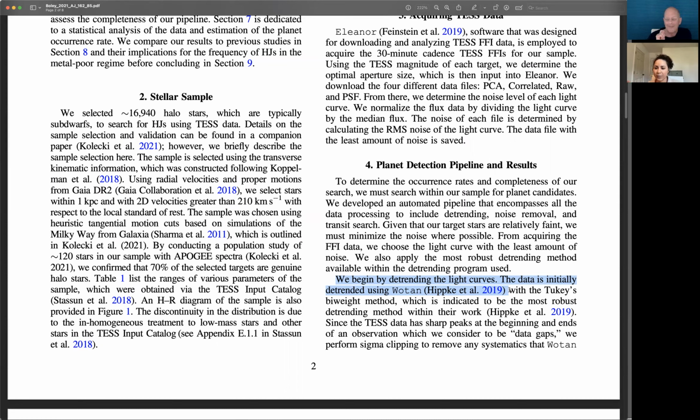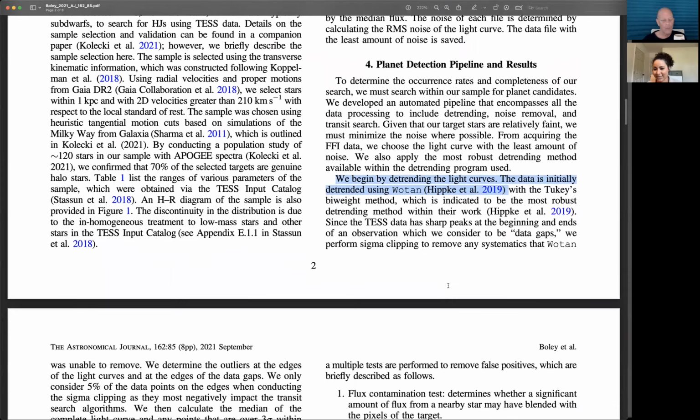And within their paper, they found that the Pawtucky's by-weight method was the best detrender if you just want to do a large number of blind detrending. So, for a specific star, it might be a different method that would be a bit better. But since we were looking at a large amount of stars, we went with what was considered to be the best. And specifically because we're looking at halo stars, we wouldn't expect a lot of activity within the stars. So it was a very good method, at least for us, to do that.